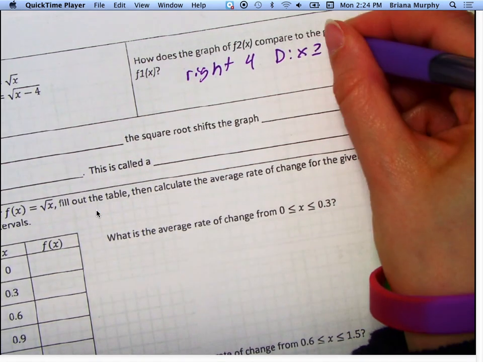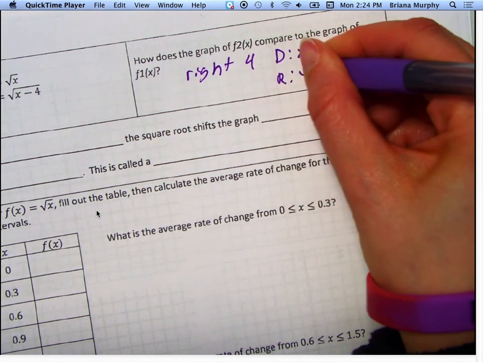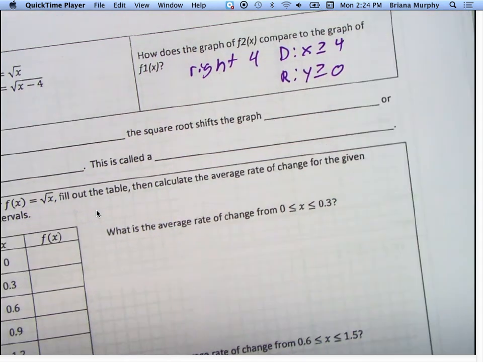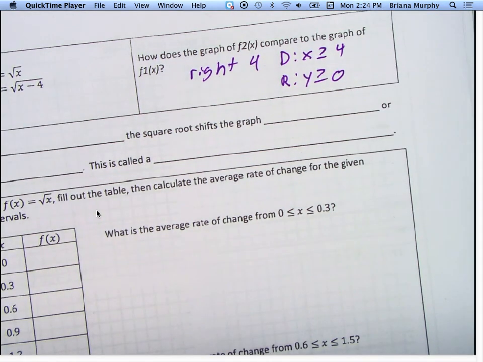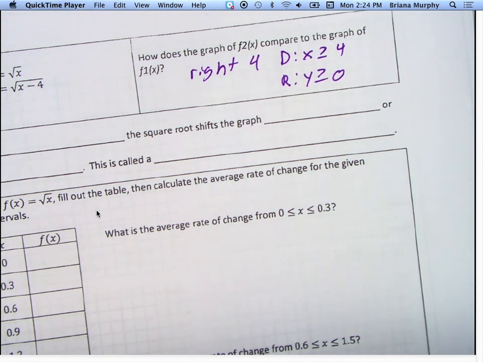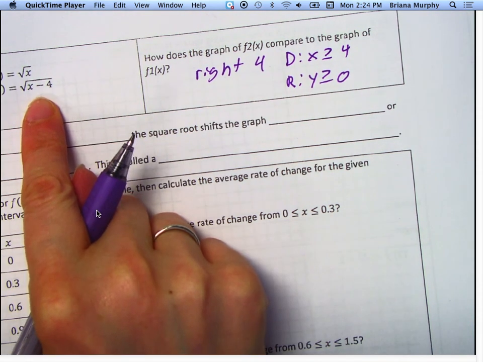And what is the range? Y is greater than or equal to 0. So, I thought if it was on the inside, the range is the same. If it's on the inside, the domain changes. Yes. Outside, range changes.